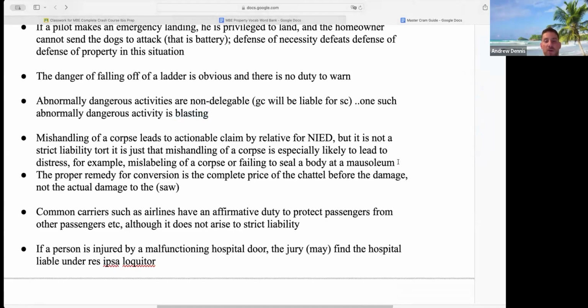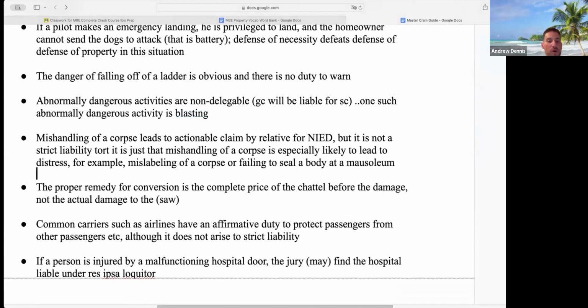Mishandling of a corpse leads to an actionable claim by a relative for NIED, but it is not a strict liability tort. It's just that mishandling of a corpse is especially likely to lead to distress. For example, mislabeling of a corpse or failing to seal a body at a mausoleum. So they're pretty much going to be liable. You can assume damages, but it's not going to be strict liability.